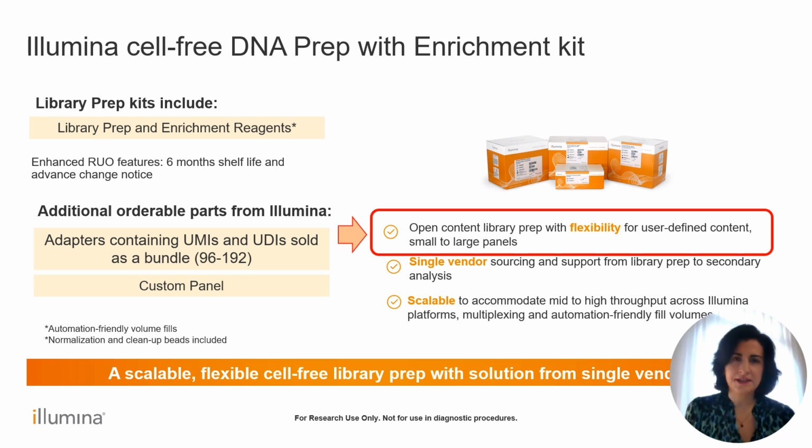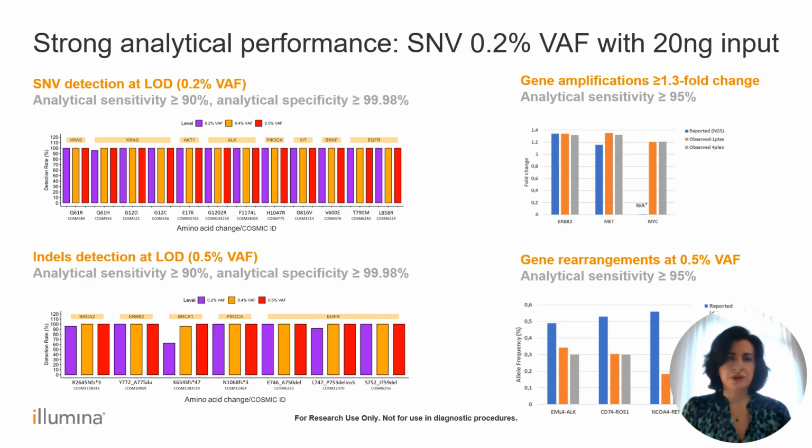To address this need and enable flexibility, we launched earlier this year Illumina cell-free DNA prep with enrichment. Now it's a busy slide, I appreciate it, so please look at what I'm highlighting. It's open content library prep with flexibility for user-defined content. What does it mean? You can have a custom panel of your choice to look at what matters in your experiment.